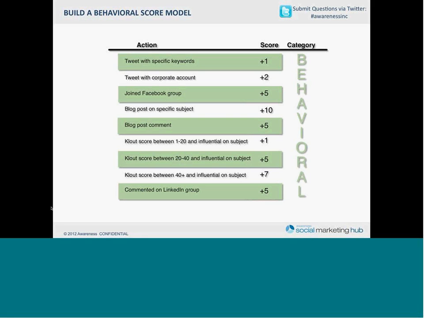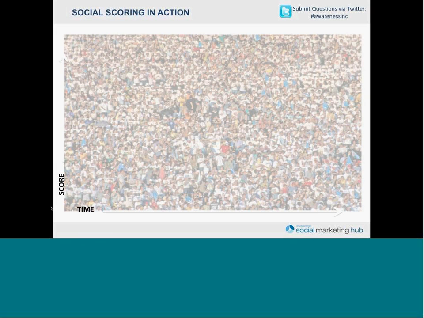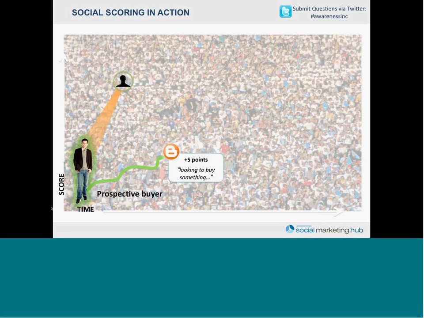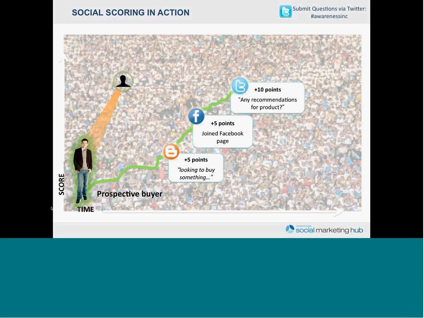And just to show you what this kind of looks like in action, if we were to take score and increase the score over a set given period of time, what we're looking at is the entire social web. That's that audience in the background. We may identify one person who's demonstrated the ability to become a prospect to us. We're going to call him the prospective buyer. This is the guy that has the likelihood of buying our shoes. As time goes on, he might blog about something, and we're going to give him 5 points because he's looking to buy something. As time goes on a little bit further, maybe he joined a Facebook page that we give him another 5 points for. He tweets something, any product recommendation specifically, we give him another 10 points. When he visits our website, we give him another 10 points.